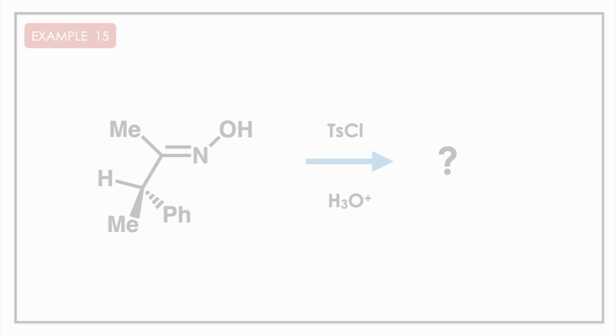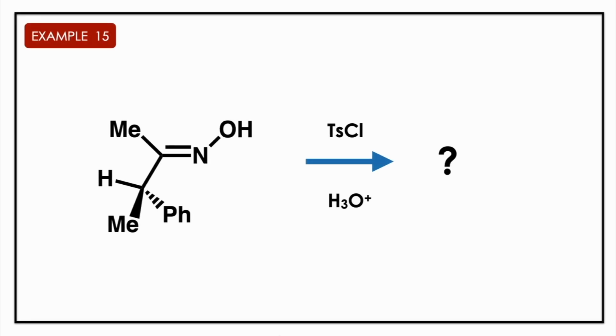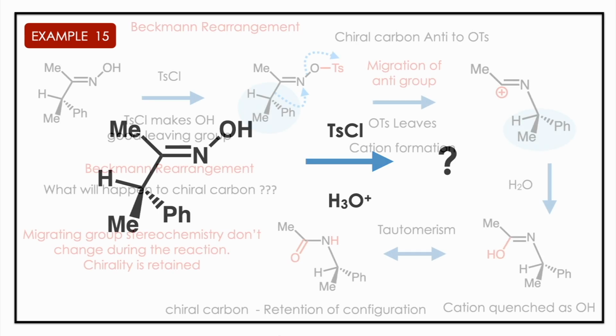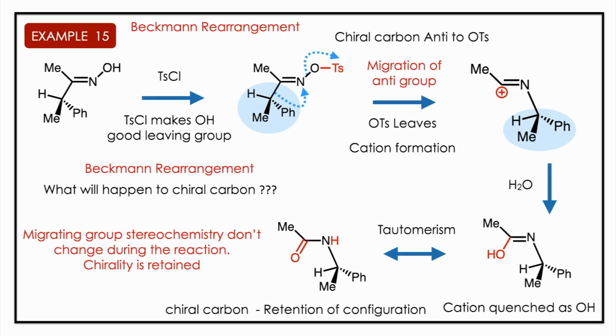Then the next example. You have hydroxylamine. One side you have methyl, another side you have a chiral carbon with hydrogen, methyl and phenyl. You are using tosyl chloride and acidic hydrolysis. You should find what will be the final product. Here oxime is there, tosyl chloride you are using, chances of Beckmann rearrangement.